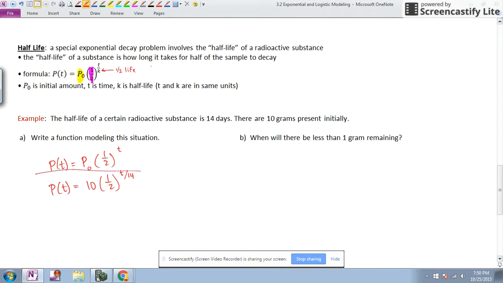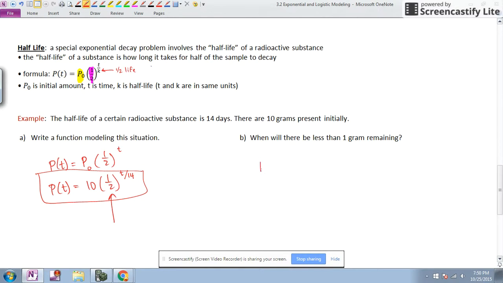And that's all the half-life formula is. It's the same exact formula we just used, but we have this little divider saying, just so you know, it takes 14 days before you can actually do whatever's in the parentheses. Got it? All right, there's your equation. Now I can go ahead and say, when is there less than 1 gram remaining?